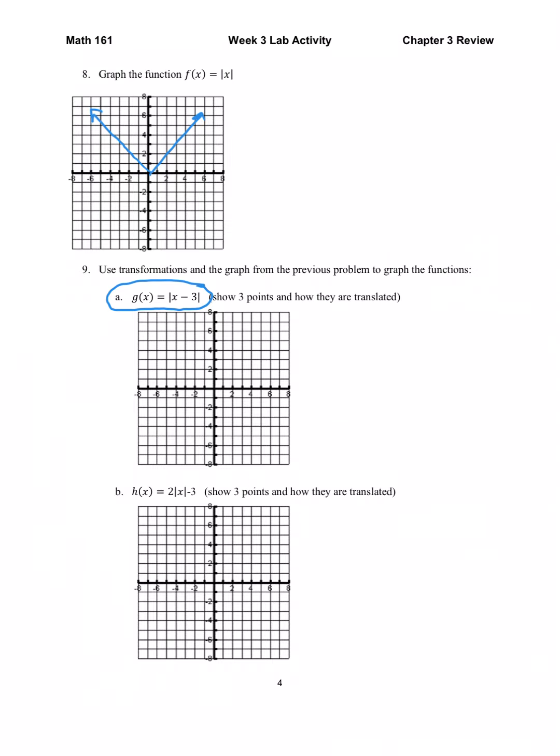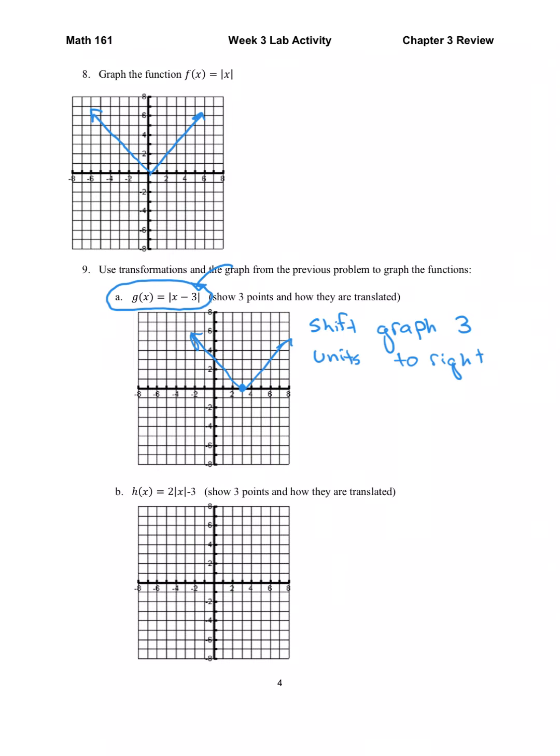If we have 3 being subtracted from inside the function, then that will shift our graph 3 units to the right. And again, a very rough sketch, maybe it looks something like that.